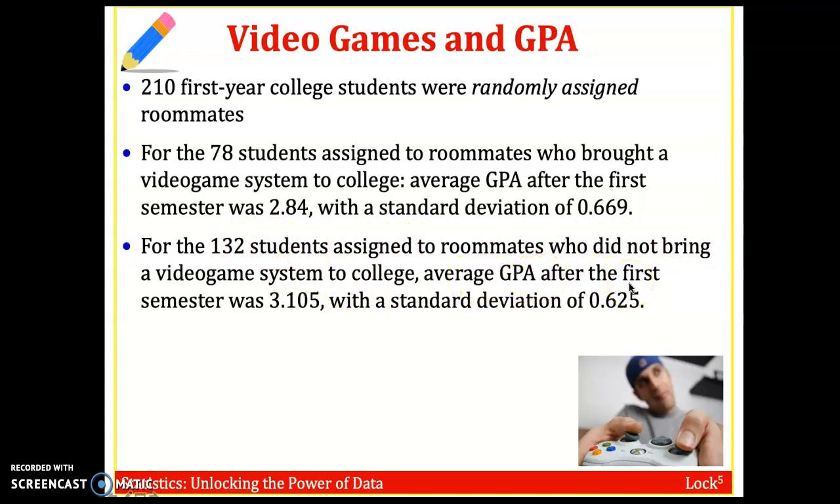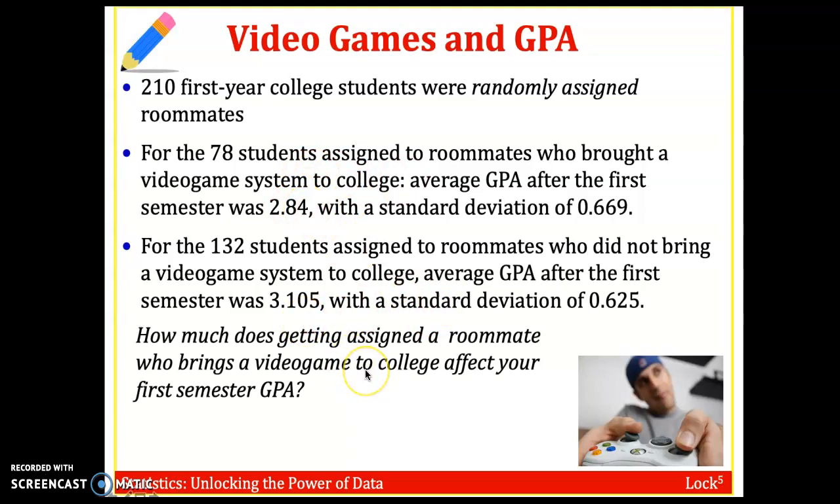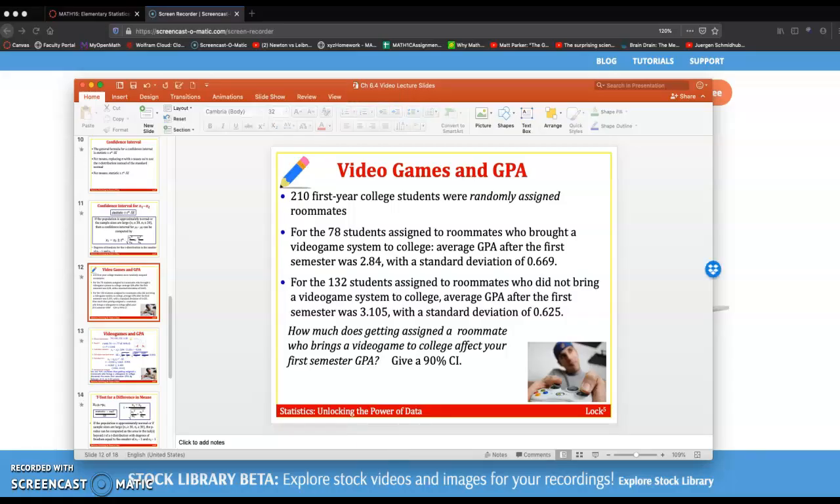Average GPA after the first semester was 3.105, so it's definitely a little higher, and a standard deviation of 0.625, so similar spreads. So the idea is, is this a large enough difference to say that having a video game system lowers your GPA? So we're going to create a confidence interval. How much does getting assigned a roommate who brings a video game system to college affect your first semester GPA? And again, these are people who are moving away from home, living in an on-campus dorm or apartment. Let's calculate a 90% confidence interval.